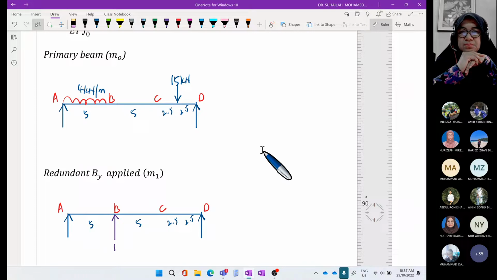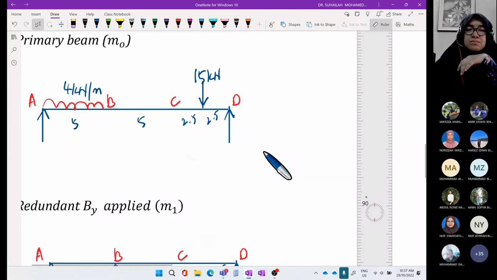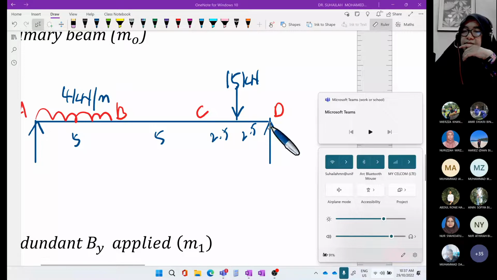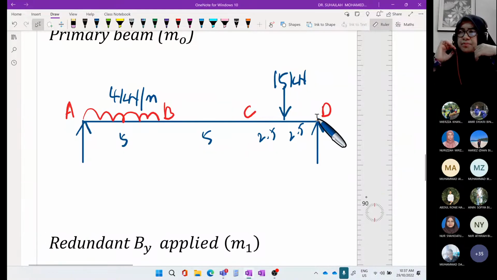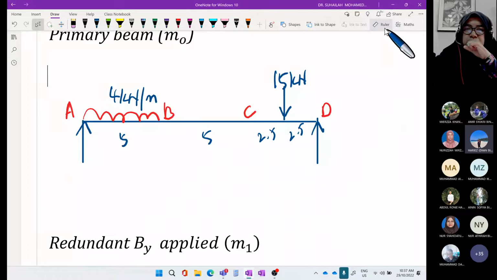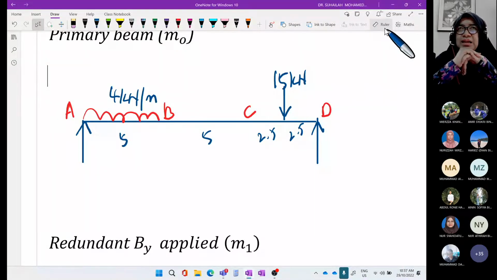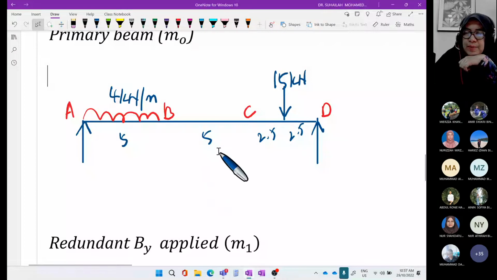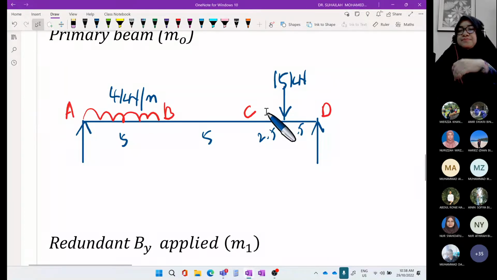Madam, is it AY equals negative 30.83? Apa 30.83? Saya dapat negatif 52.5. Betul ke? Ada lagi jawapan lain? AY saya dapat 19.17. Banyaknya jawapan. Ada lagi other than that? 17.5. Banyaknya jawapan.